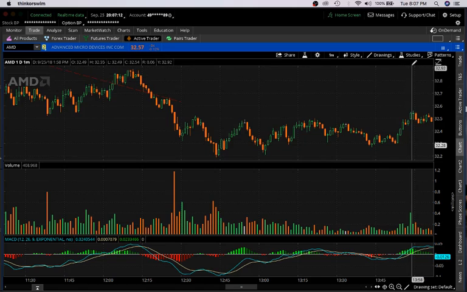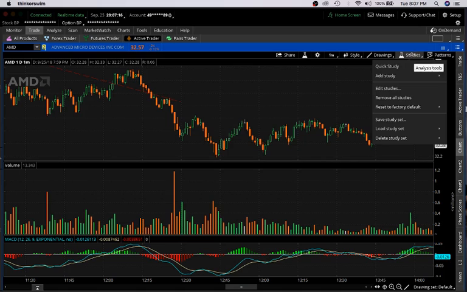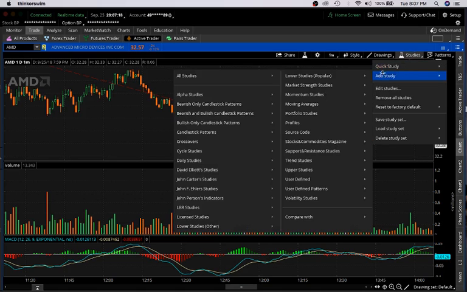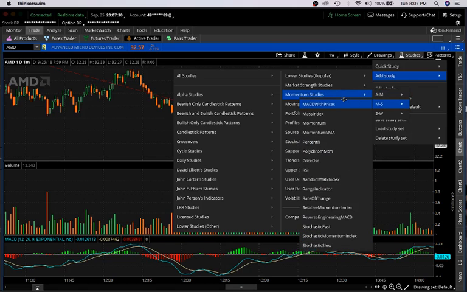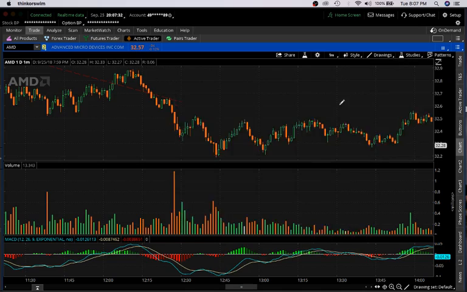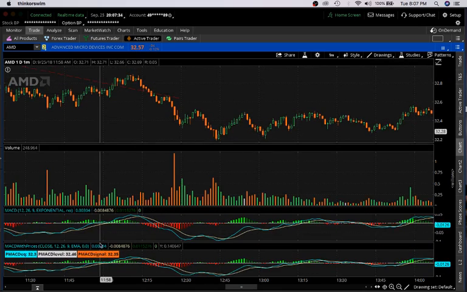Again, one last time, to find the MACD, go to Studies, Add Study, and Momentum Studies. The first one here has a MACD histogram and a MACD 2 line. The second set here, MACD with prices, and just click on MACD with prices. You can see everything here.